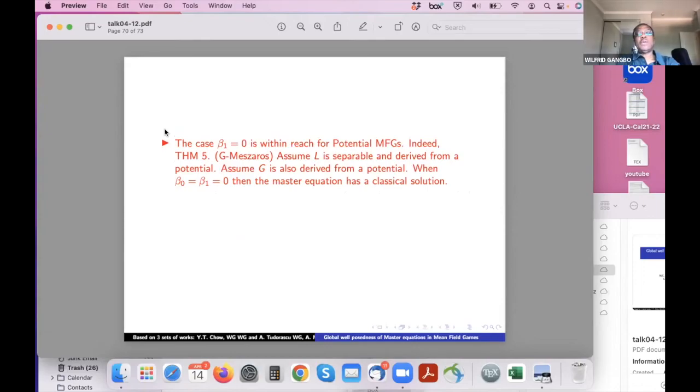I would like to end with some comment on the case beta equal to 0. Beta equal to 0 is known to be within reach for potential mean field games. Indeed, in a recent paper with Mészáros, assuming that L is separable and is derived from a potential, assuming that G is also derived from a potential, we are able to link the master equation to some Hamilton-Jacobi equation on the Wasserstein space. And we show that when beta naught equals beta 1 equals 0, then the master equation also has a classical solution. So this is the last statement of my talk.